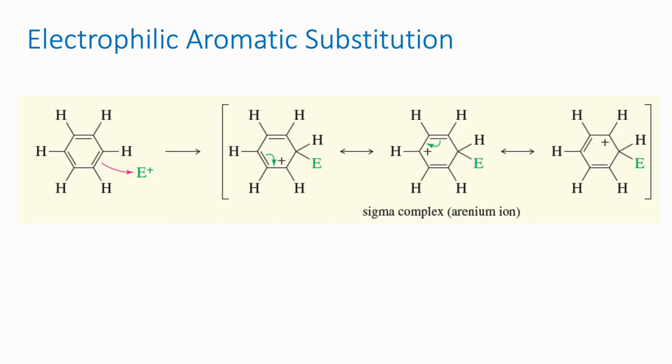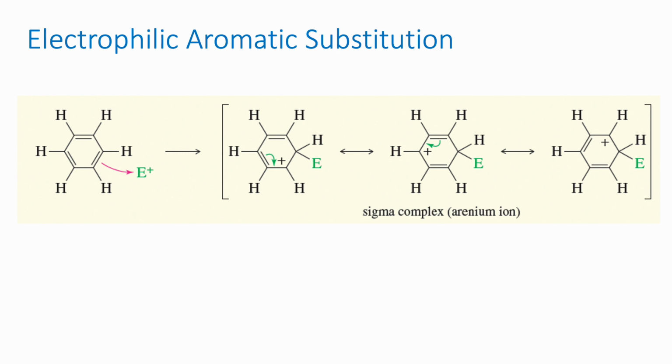So here is what happens in the first step. One of the double bonds in benzene, it doesn't matter which one, remember they're all equivalent, is going to grab E. E plus is our electrophile. It's just a general electrophile, and we'll see that the nature of these reactions that we're going to go over in this chapter differ by what E is. E is going to be a different group.